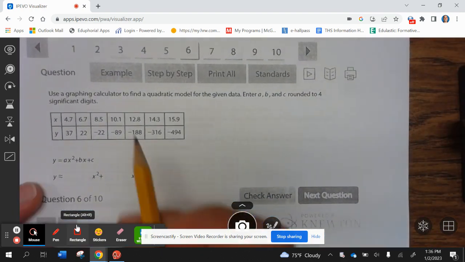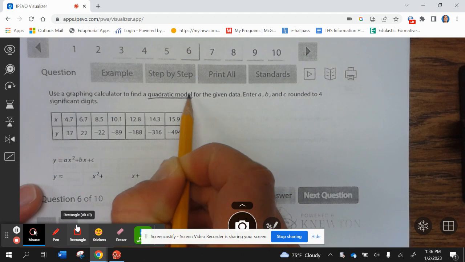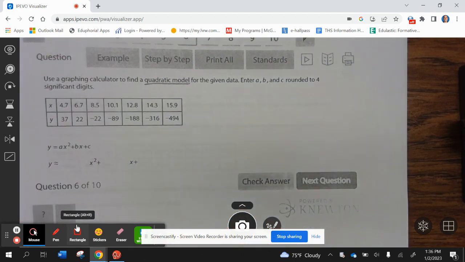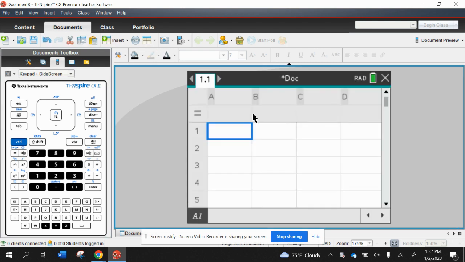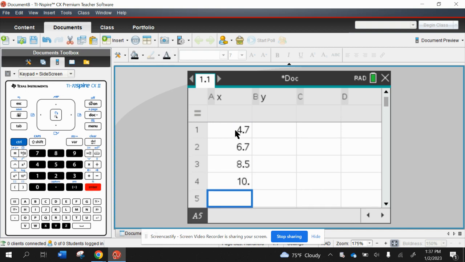Use a graphing calculator to find a model. Now, again, it tells you exactly which model you want, quadratic model. Okay, so let's go back to our calculator. Always start a new document. No. Add Lists and Spreadsheet. X, Y. Always make sure you got the numbers in correctly. All right, now let's put in the y values.